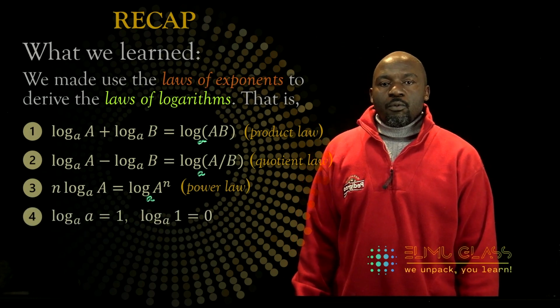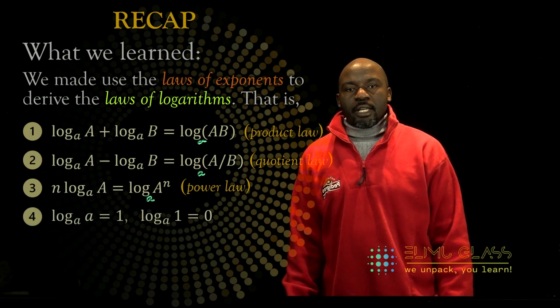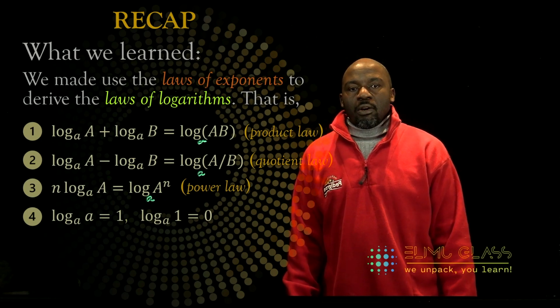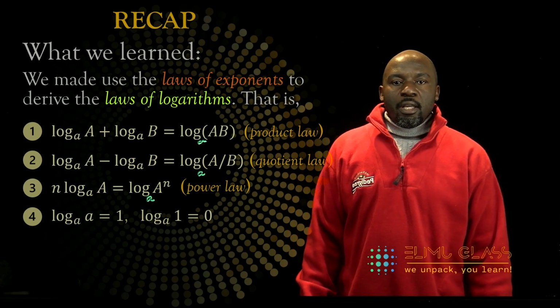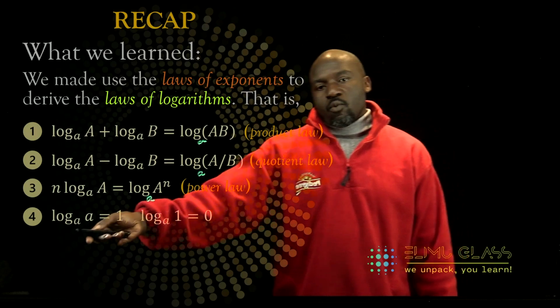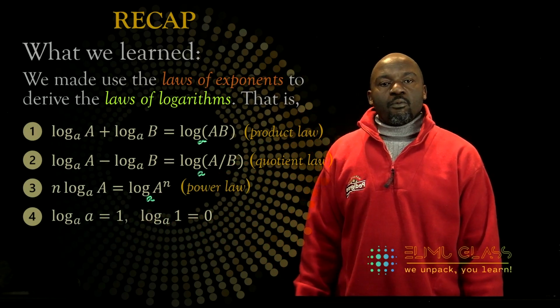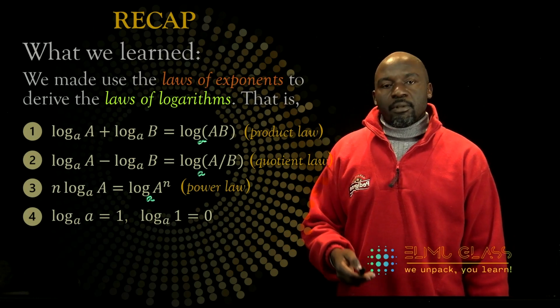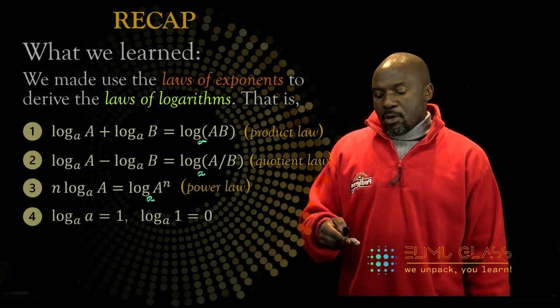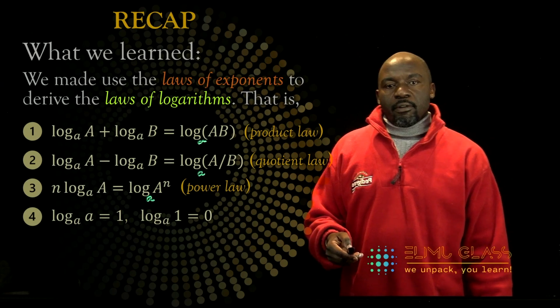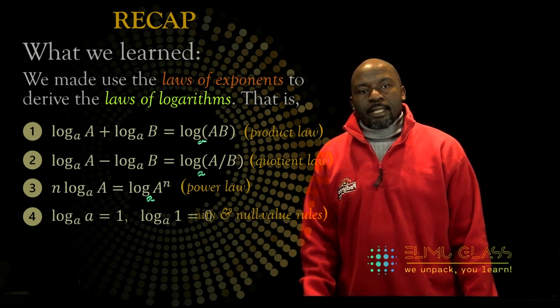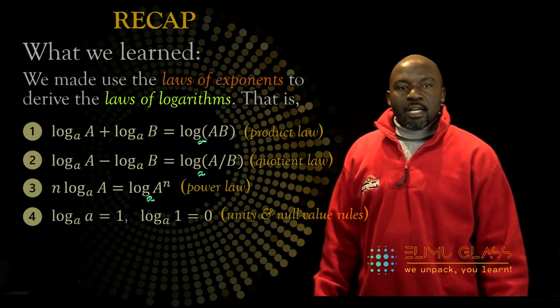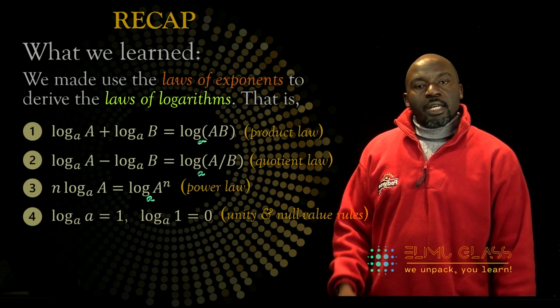And number 4, we also saw that log to base A of A is 1, and log to base A of 1 is always equal to 0, where A can take any value that is positive. Okay, right, and that is the unity and the null value rules.